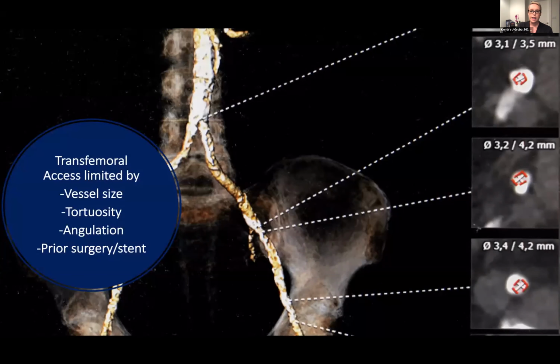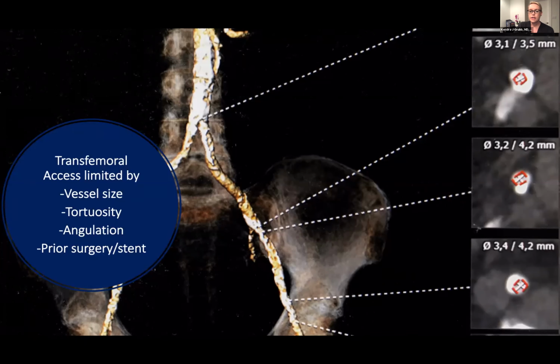And transfemoral access is always going to be limited by vessel size, tortuosity, angulation, and any type of prior surgery or stent. Now, I will say sometimes you are able to do TAVR through stents in the iliacs, but oftentimes you have to be very critical of what you're trying to accomplish. With the smaller devices today, this is more easily achieved.